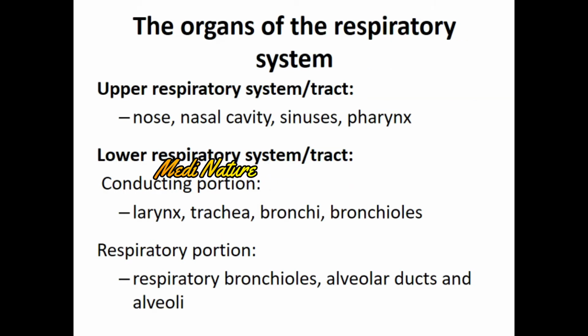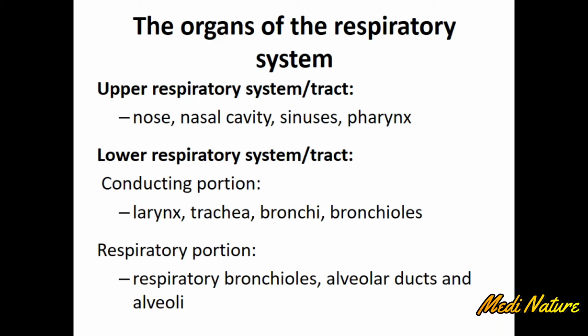What are the organs of the respiratory system? Actually, the respiratory system is a tract or a tube. It is mainly divided into two main parts by the point of the larynx. The parts which are above the larynx are called the upper respiratory tract, which includes the nose, nasal cavity, sinuses, and pharynx.